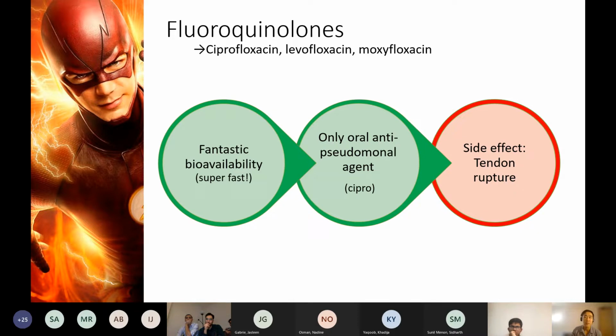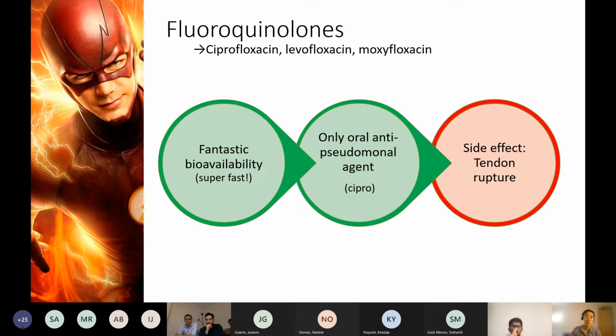So it's got a fantastic bioavailability. It's super fast. You can give it orally and it basically has the same absorption and same speed of onset as giving it IV. So you very rarely see them given IV. You could just give them orally, and they're a fantastic drug for that reason. It's the only oral anti-pseudomonal agent, and knowing which agents target Pseudomonas is really useful, because Pseudomonas has very good intrinsic resistance to lots of antibiotics.